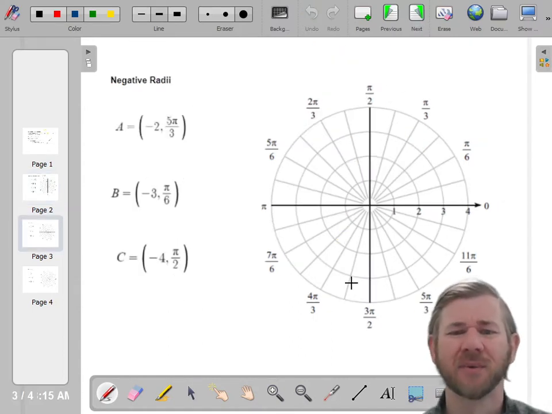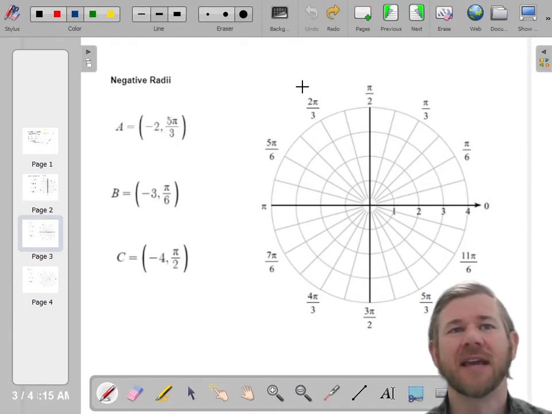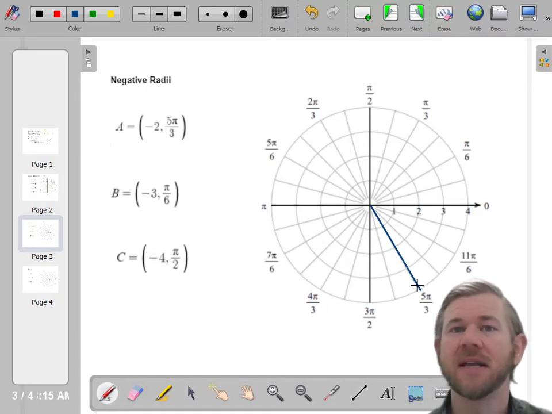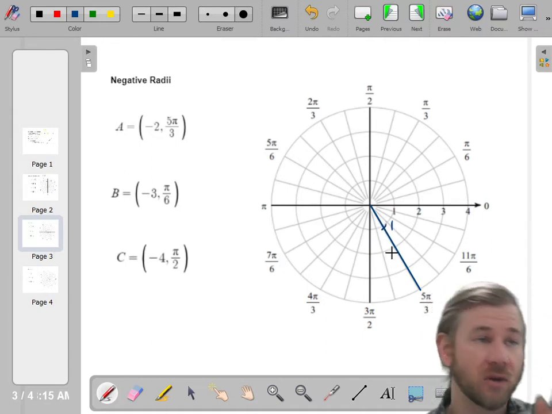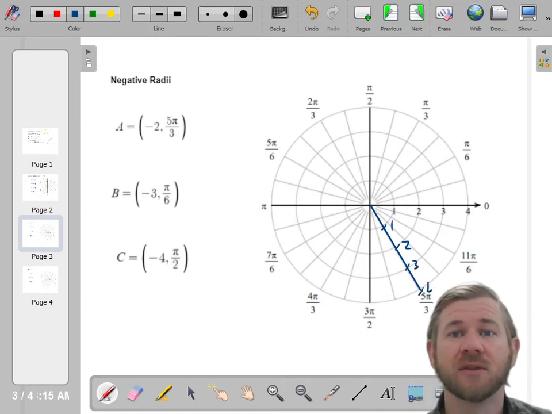So what happens if the radius is negative? This is where I think it makes the most sense to, again, start at the angle. So 5 pi over 3 is down here, and I'm going to say, oh, I'm on the negative 2 ring. What does that mean? Well, if you're at 5 pi over 3, so that's like what direction you're facing, then this would be the first ring you could walk out. This would be the second ring you walk out. This would be the third ring. This would be the fourth ring.